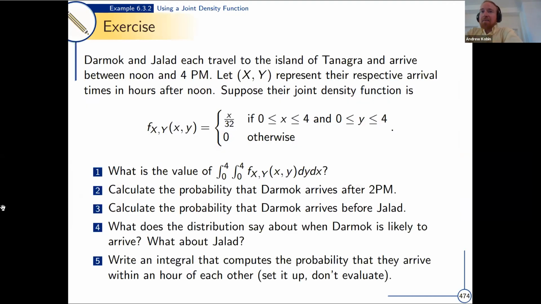Here's an exercise. I'm not going to work any of this out with you, but we can certainly do this in class together or for exam review if people have questions. And in this problem, we're given another joint density function, this time describing different arrival times for two friends, Dharmak and Jalad. So if these two friends, or I guess, okay, maybe they're not friends, they're just strangers, but let's pretend they're friends for this slide.